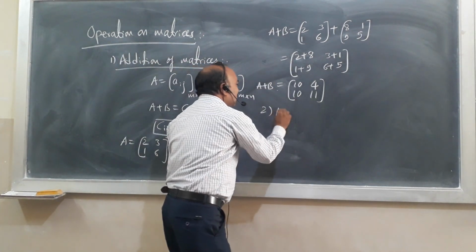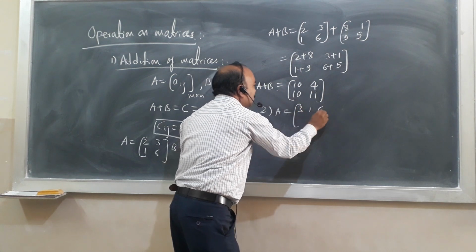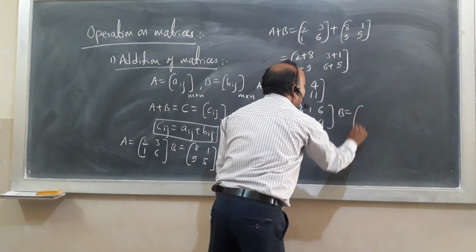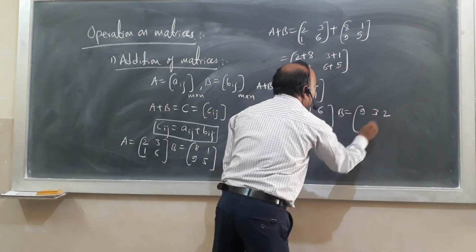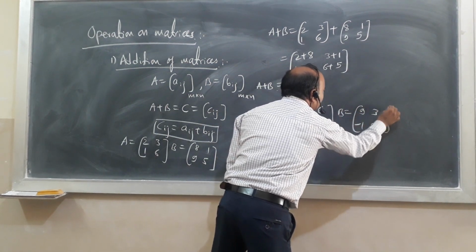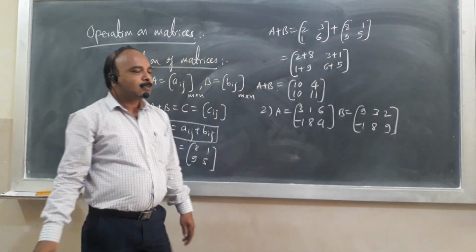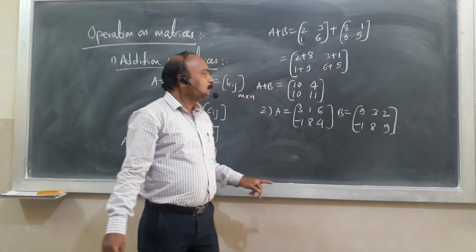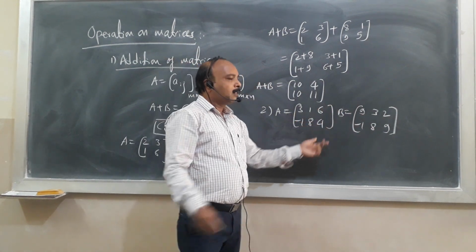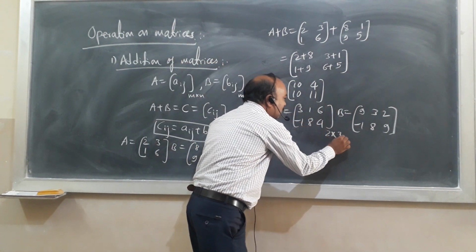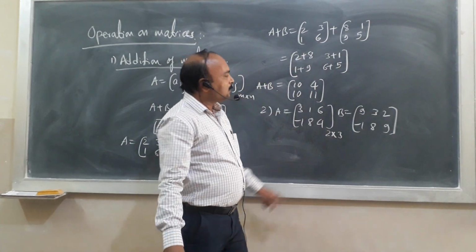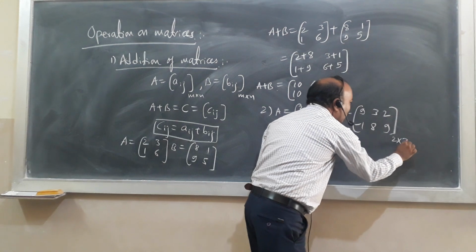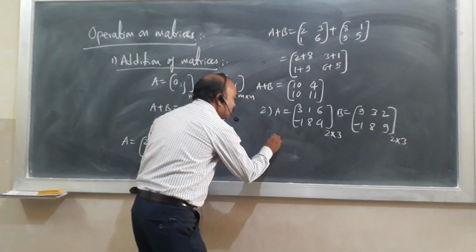A equal to 3, 1, 6, minus 1, 8, 4 and B equal to 9, 3, 2, minus 1, 8, 9. These are two matrices. Now we first check the order. The orders of these two matrices are equal because A has 2 rows and 3 columns. The order of this is 2 by 3. Similarly, matrix B also has 2 rows and 3 columns. Its order is also 2 by 3. Then we can add these two.